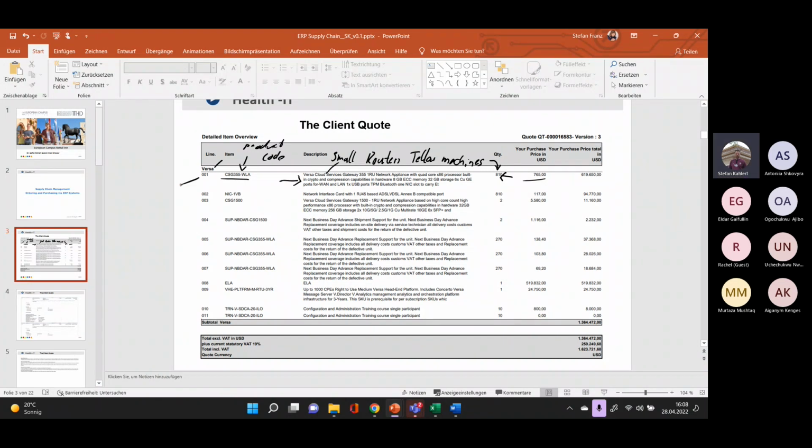And the line number. You see here, the router is not just enough. You also will need a line interface card. You see that here, which you put into the router. On top of that, you need kind of a service. You see here, it's a next business day advanced shipment port, and you have kind of a replace support for these small routers.